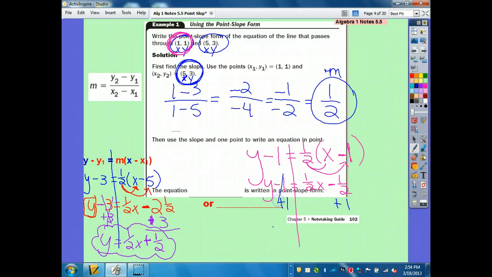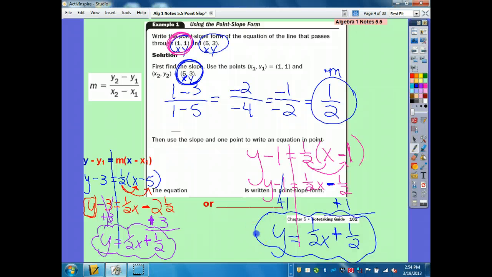I agree. So my final slope-intercept form is y equals what? 1/2 x. And what's a negative 1/2 and a positive 1? Fight or no fight? Who wins? Positive by how much? By 1/2. So notice, it doesn't matter which ordered pair we use. When we get it down into slope-intercept form, they are identical. Okay?